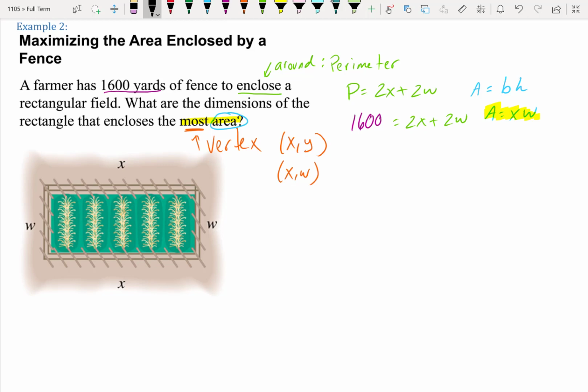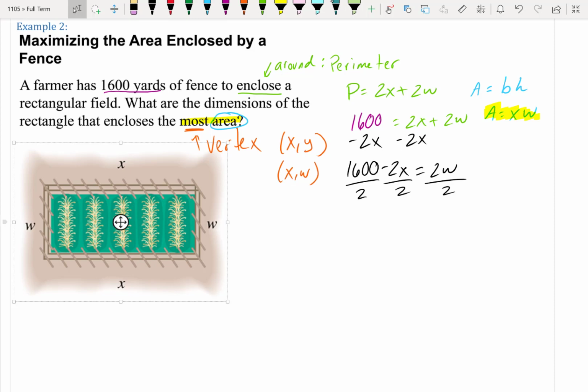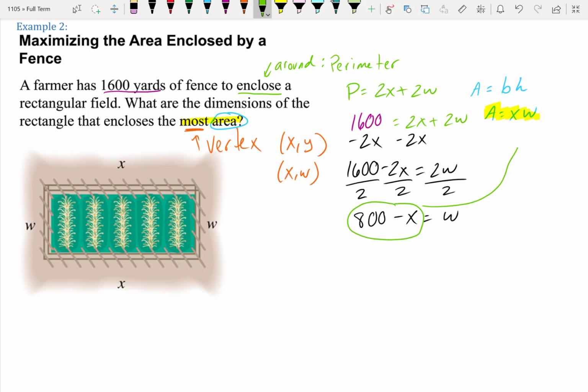I'm going to solve for w by subtracting 2x from both sides. So we're left with 1,600 minus 2x equals 2w. And then I'm going to divide everything by 2. When we divide everything by 2, we're left with 800 minus x equals w. So that's what w is. The reason we need to do that is because we're going to substitute this in as w. We do this to form a quadratic.